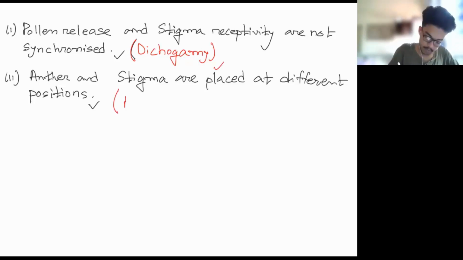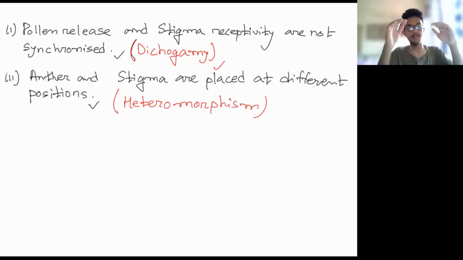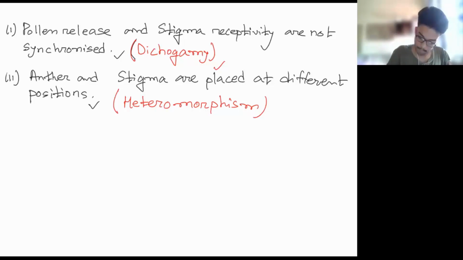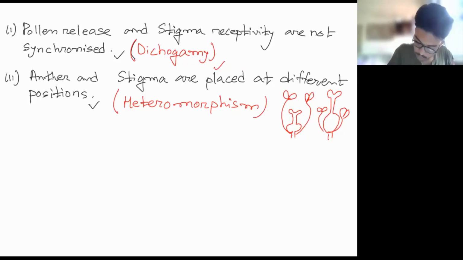Next is heteromorphism. In heteromorphism, you have to remember the anther and stigma are placed at different places. I had also mentioned that the transfer of pollen grains would occur between the anther and stigma that are at the same height. So if the structure is something like this, I'm drawing it roughly, and consider that I have a taller one and a shorter one. Here we are going to observe pollen transfer from here to here and here to here. So pollination would occur among the same height.